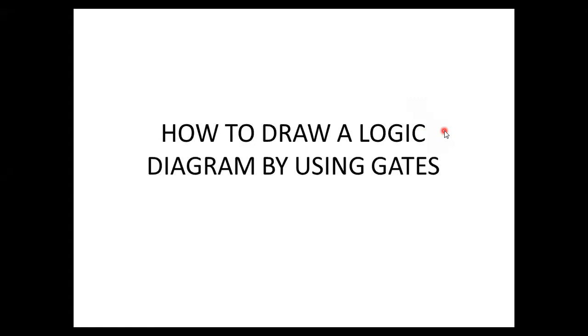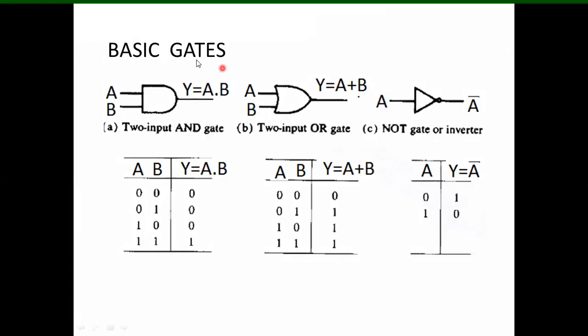In the previous class, we discussed logic gates: basic logic gates, universal gates, and special gates. We need to remember each gate symbol and truth table. That is very, very important. If you see the basic gates, they are the AND gate, OR gate, and NOT gate.